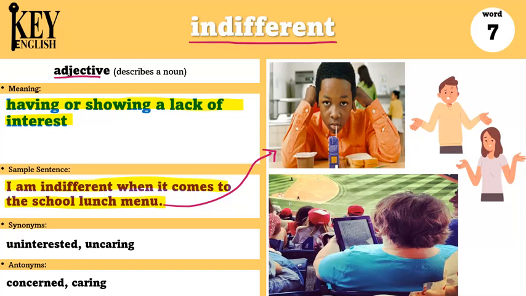So you are indifferent. I could also say, "She looked indifferent during the game and didn't cheer." This person here went to a baseball game, but instead of watching the game, they were reading a book. So we can say they were indifferent about the game. Synonyms of indifferent are uninterested and uncaring. Antonyms are concerned and caring.